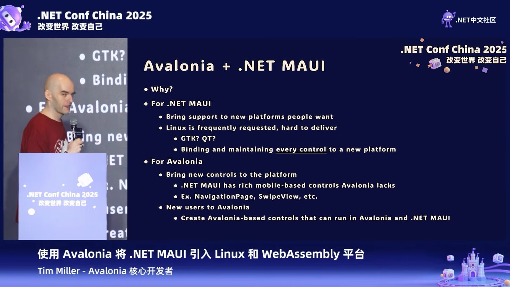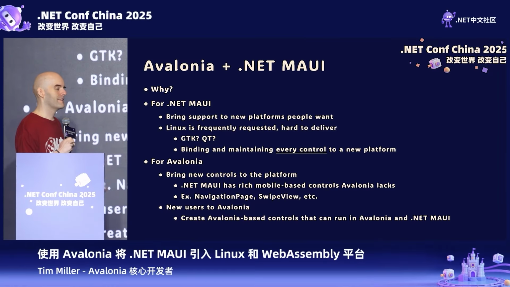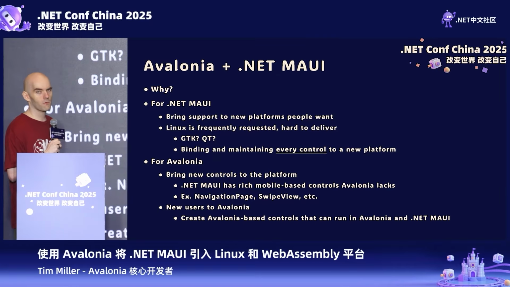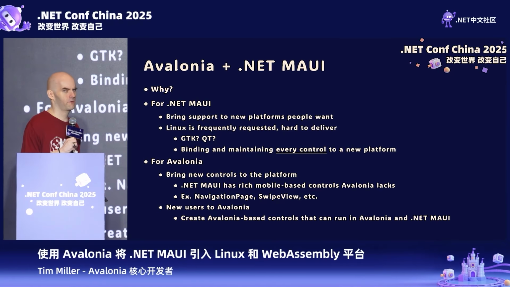So why are we doing it? For .NET MAUI, it's to bring support for platforms people want. For MAUI, Linux is probably one of the most requested features, apart from having a designer, that people want out of .NET MAUI. And it's an extremely hard ask for that team, because what is Linux? What does Linux support for a native framework mean? It's hard.